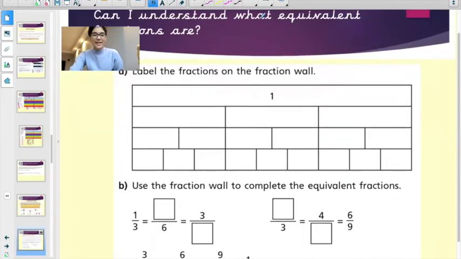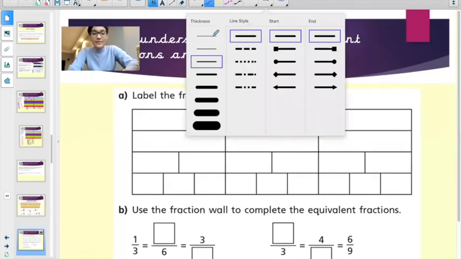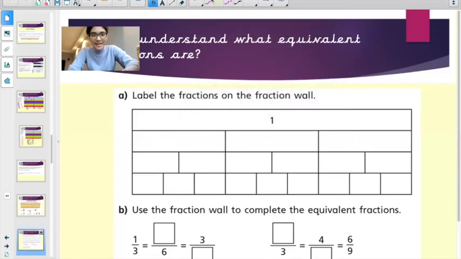Now let's have a go at labeling the fractions on the fraction wall. Off you go. Let's see what you come up with. So if I was to complete this fraction wall, I would do it as follows. I first see how many parts the bar is divided into, which is 1 part, 2 parts, 3 parts. So I'm just going to write that there. And then you just label each one as 1.